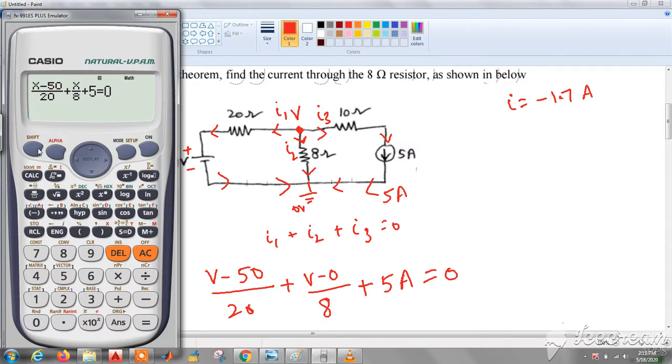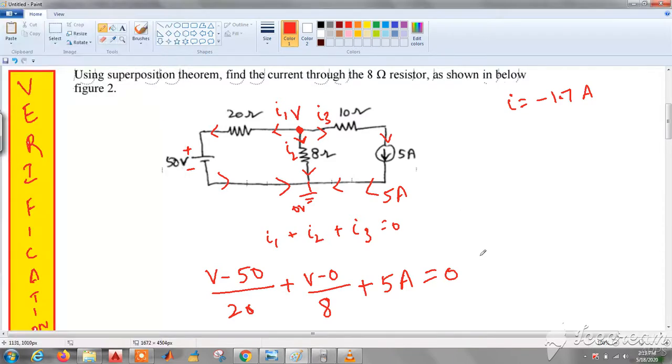Now press shift, then press solve. Don't look at this answer. This is the answer from when you used your calculator the last time. Now press equal to. Now you are getting minus 14.28 volts, which is the value of V. So V is minus 14.28 volts. This is our node voltage.